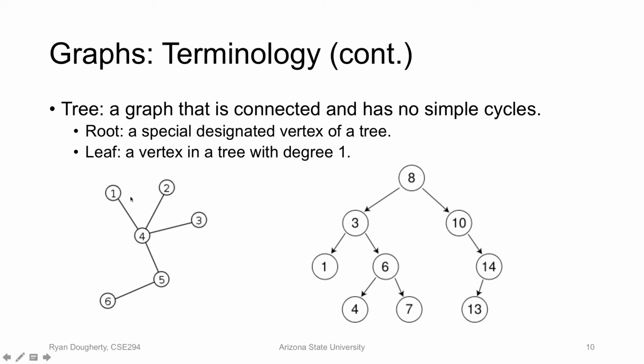So 1, 2, 3, and 6. Yeah. What if I made vertex 2 to be the tree? What would be the leaves there? Oh, 1, 3, and 6. Yeah. It's pretty simple how to do that.